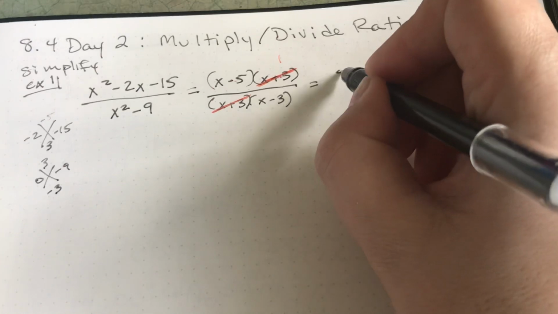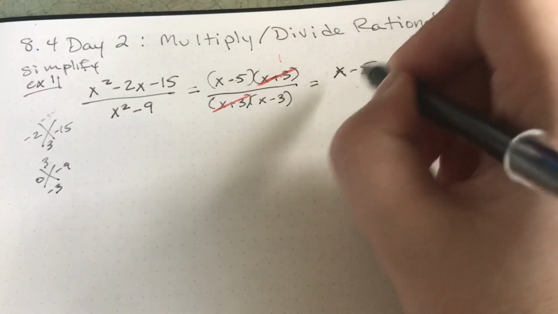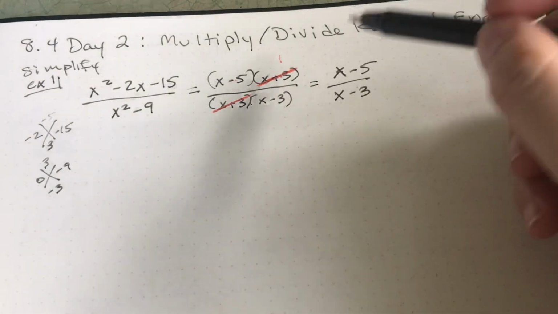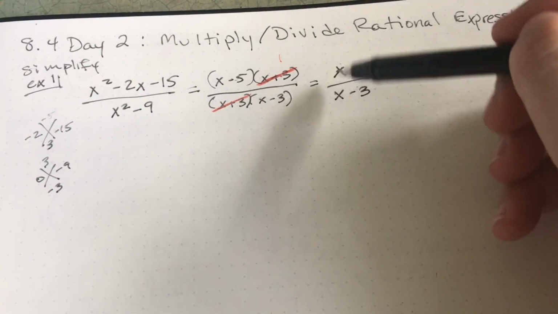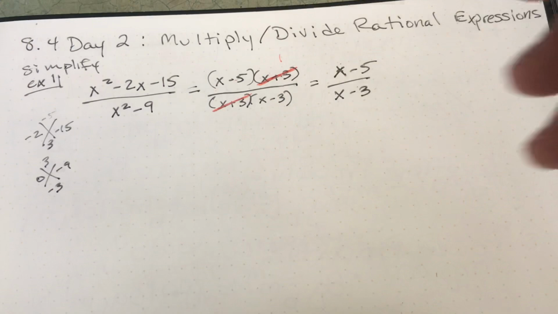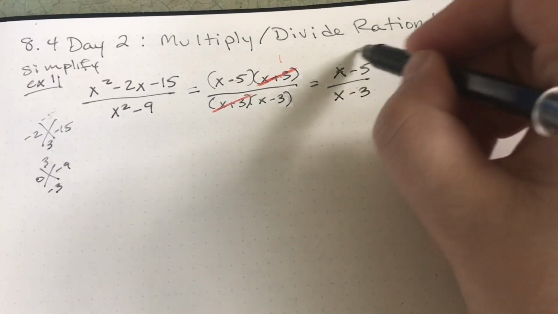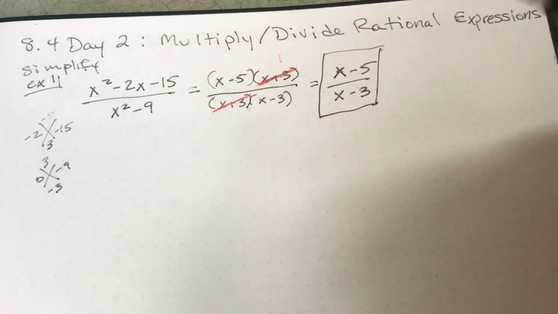So this equals x minus 5 divided by x minus 3. Now again, you're going to be tempted to see x over x and cross it off, but you cannot do that because this is subtraction. So that is in fact your answer.